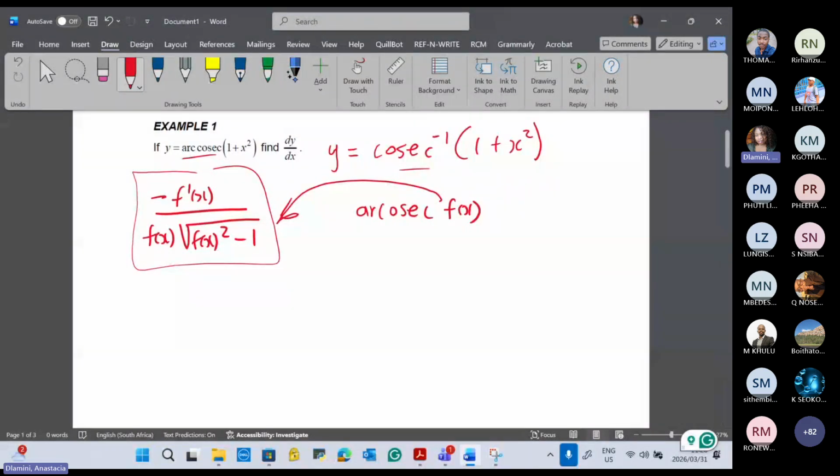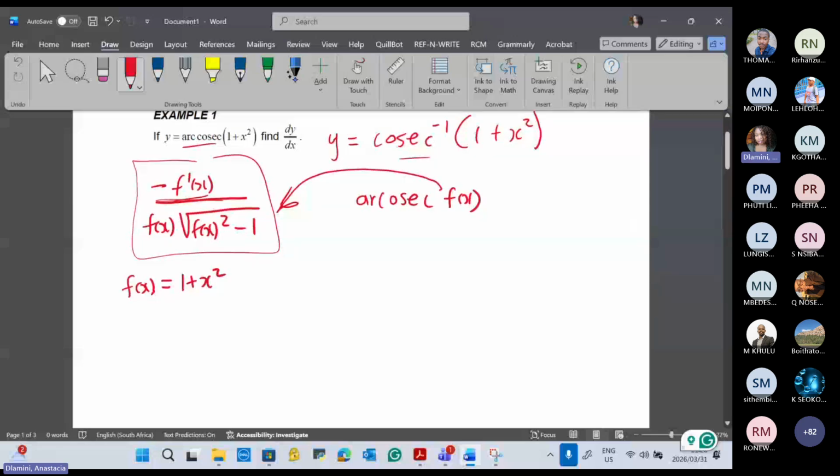f of x is equal to 1 plus x squared, right? Now, look at this. They want the derivative of f of x. They want f of x and the square of f of x. Are we all together? So let's do it step by step.